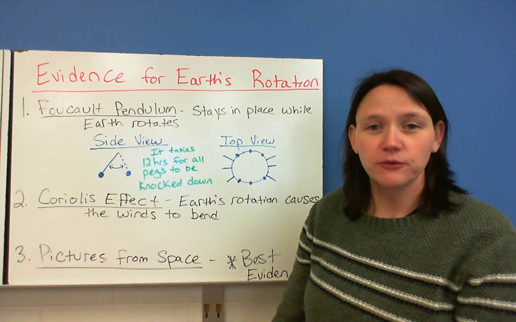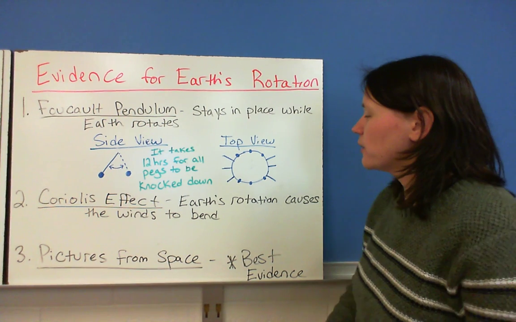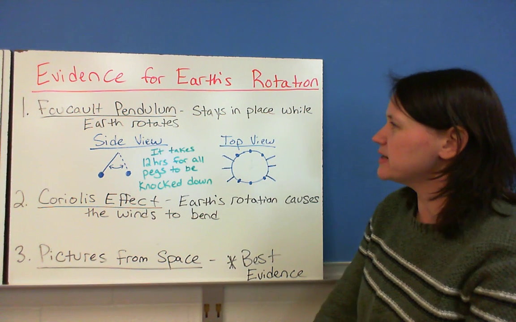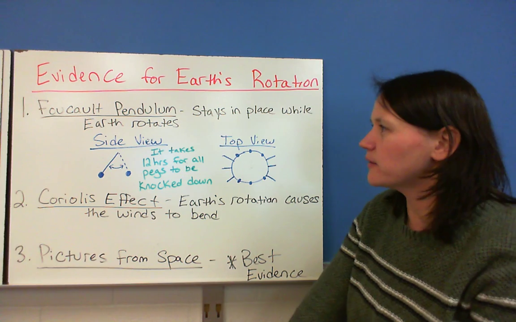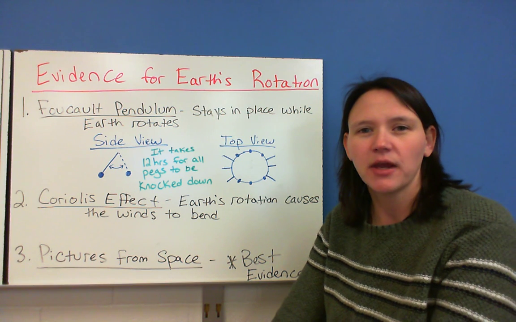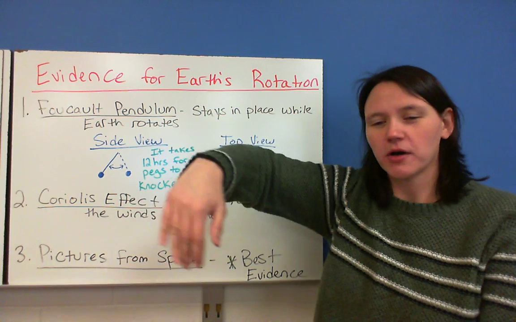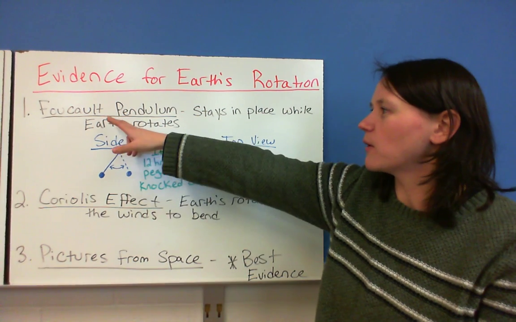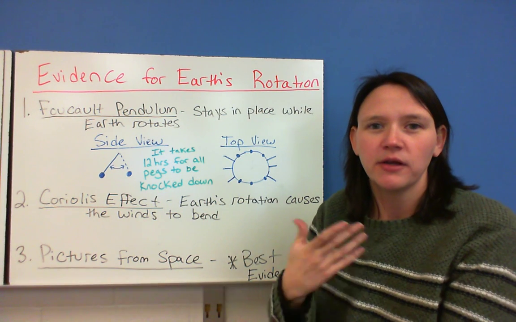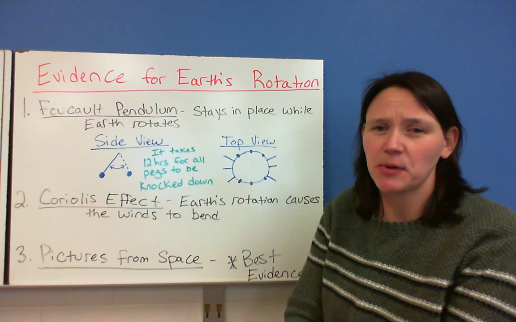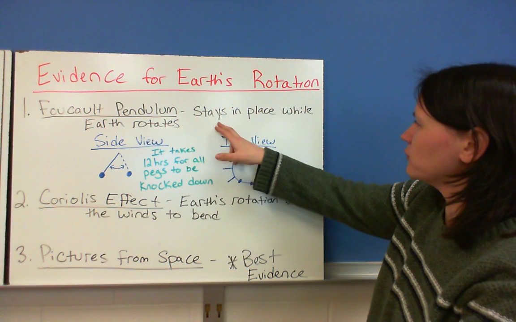Now, how do we know the Earth is rotating? We've got some evidence to help support the idea that the Earth rotates. One of them is something called a Foucault pendulum. Okay, you guys have heard of a pendulum before. It swings back and forth. And Foucault, he was a scientist that came up with this idea and created a pendulum.